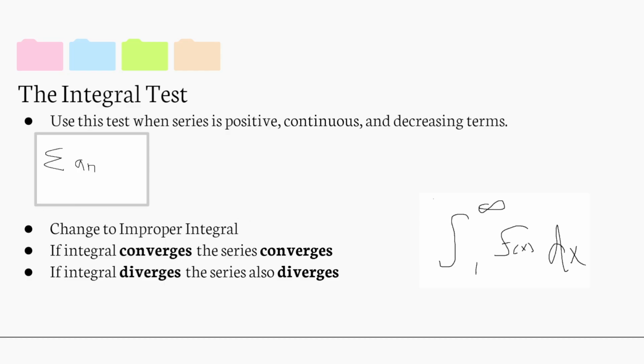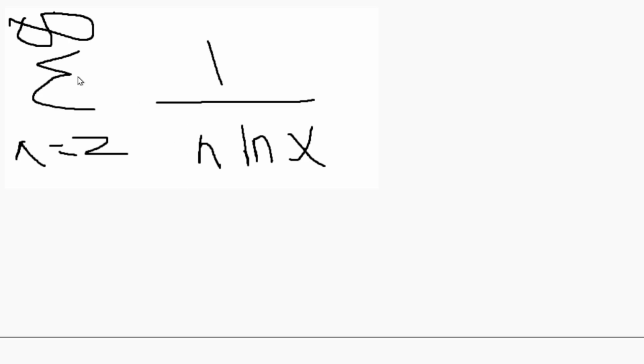So how do you know if the integral test converges or diverges? You just check: if the improper integral converges, then the series converges, and if the integral diverges, then the series also diverges. Always remember that you must check that f(x) is positive, continuous, and decreasing on 1 to infinity. So here is a practice problem that I have made.